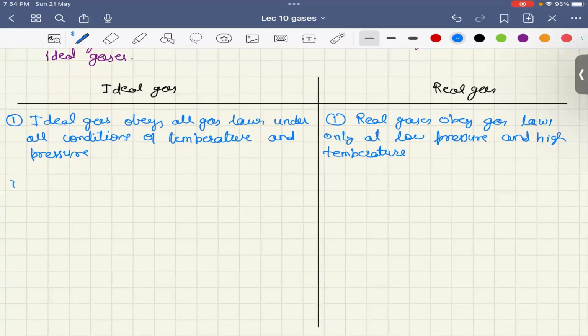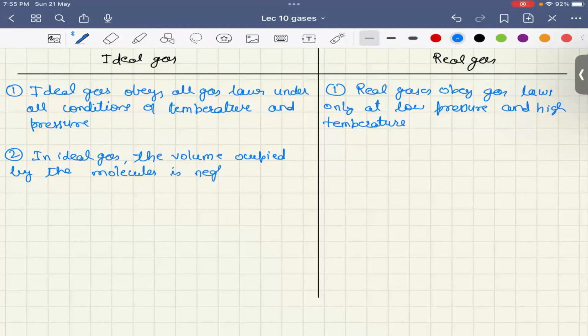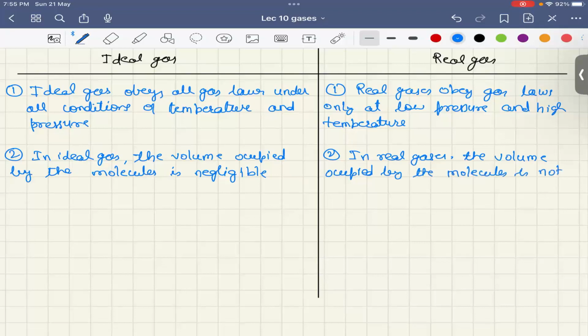Second point is in ideal gas, the volume occupied by the molecule is negligible, whereas in real gas, the volume occupied by the molecule is not negligible as compared to the total volume occupied by gas. In ideal gas, the volume occupied by the molecules is negligible, whereas in real gases, the volume occupied by the molecules is not negligible.